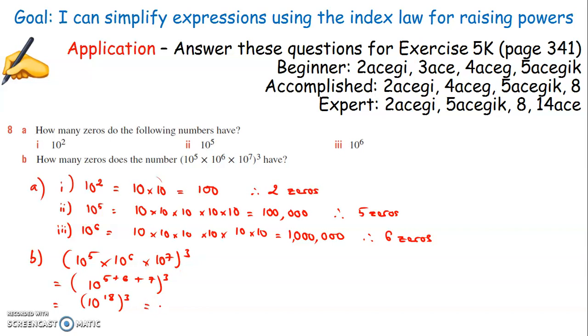So a power raised to another power. What we do is multiply the powers together. 18 times 3 is 54. So we have 10 to the power of 54. And what did we learn from A? That this power tells us how many zeros the answer is going to have. Because the power is 54, I can expect that there will be 54 zeros after the 1. So this is how we're going to answer this question.